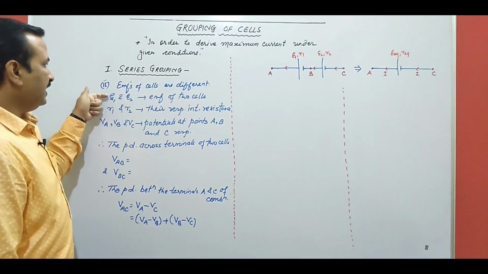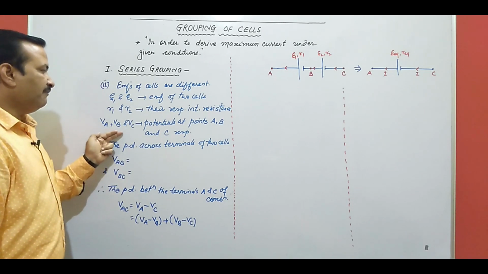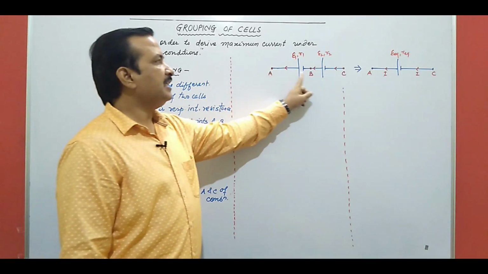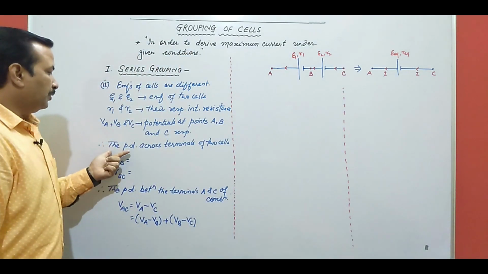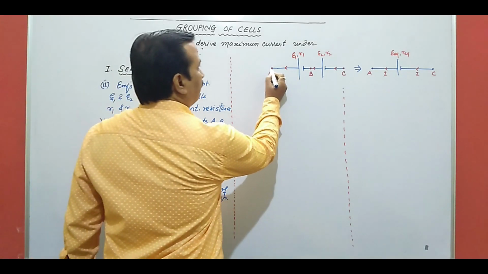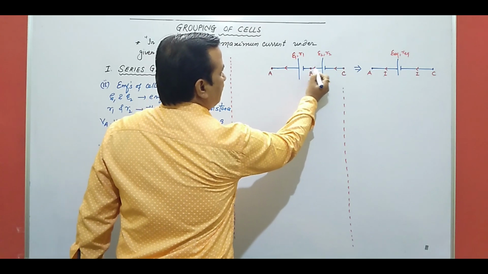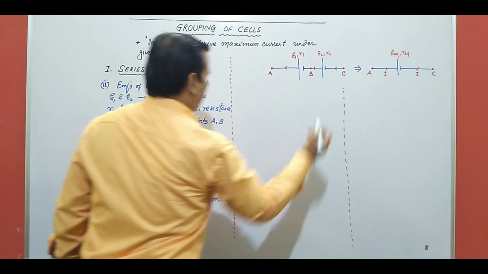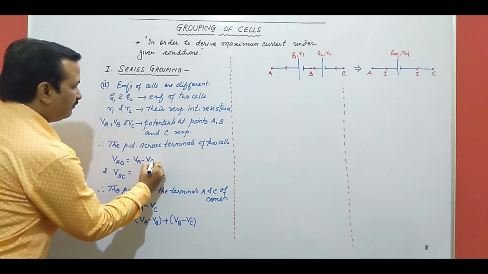So we have taken E1, E2 EMF, R1, R2 their respective internal resistances. VA, VB and VC are the potentials at these points. Okay? Now, the potential difference across the terminals of the cell VAB, what will be the potential between them? VA minus VB. Between these, VBC, VB minus VC. So VAB we can write VA minus VB.